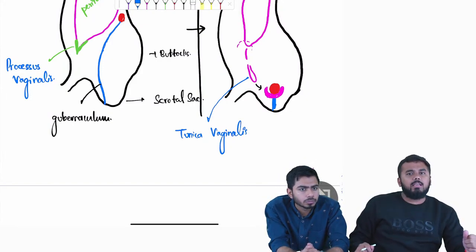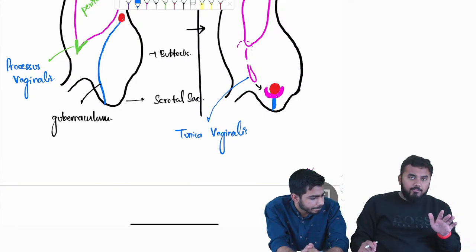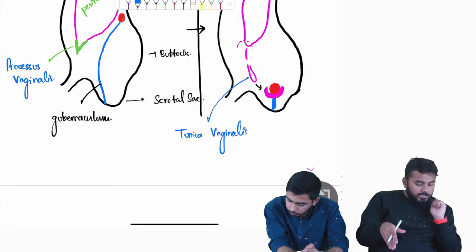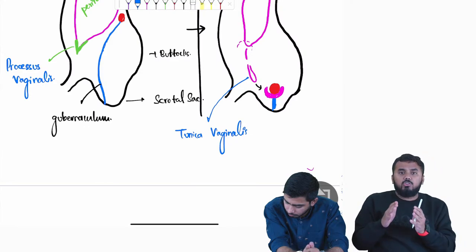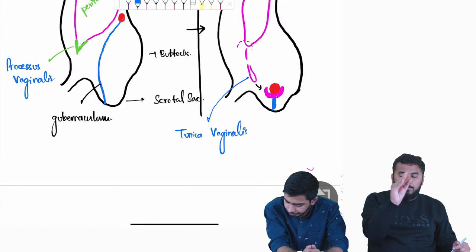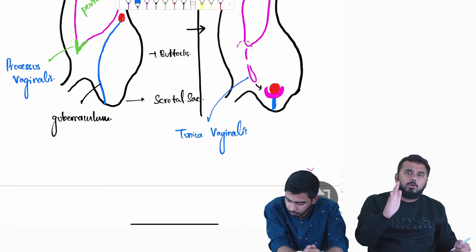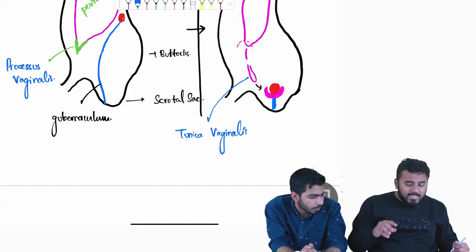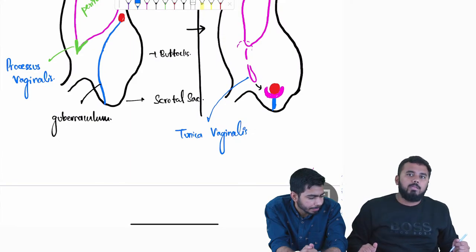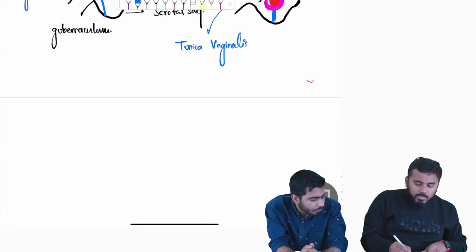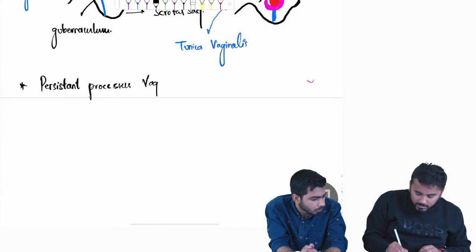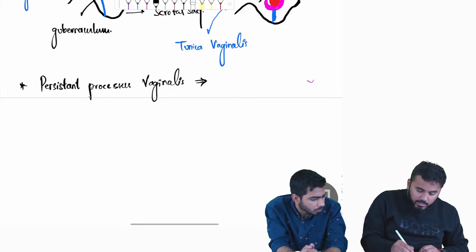Okay, fine. So why are you telling us this thing? Why am I telling you this is that if this obliteration has not happened, if this separation has not happened, and if the processus vaginalis remains there persistently, this is called persistent processus vaginalis. If it remains there, this would lead to a type of hernia called indirect hernia. And this type of indirect hernia is more common in females when compared to males. Clear? So can I make a note here that persistent processus vaginalis would lead to a hernia.